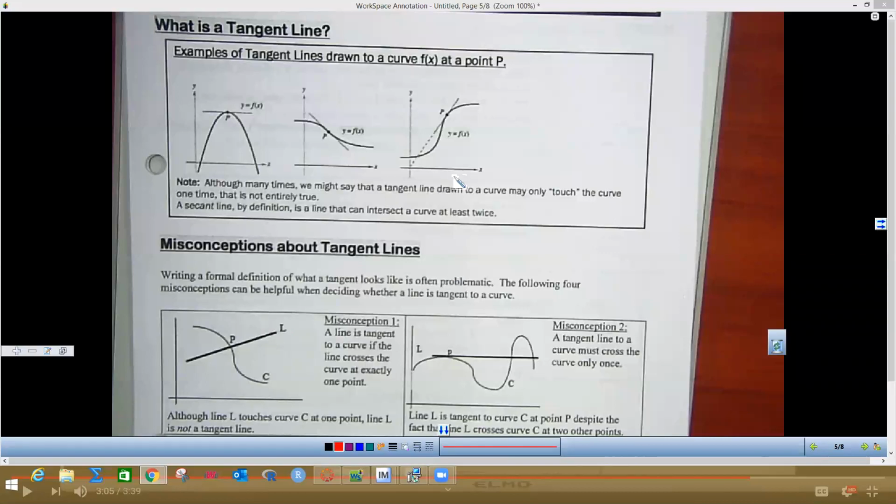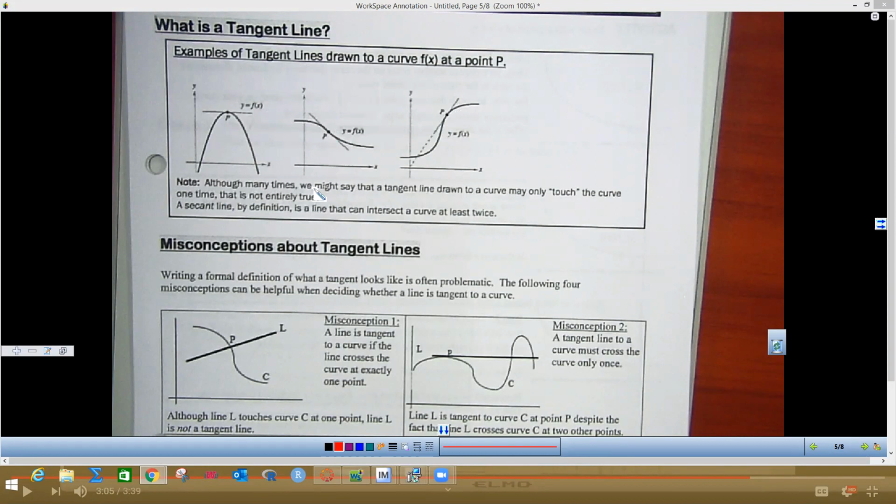Okay, so these are the notes on 2.1 to 2.3. So what is a tangent line? If you notice, tangent lines touch a curve at one point. All of these are tangent lines, even though it goes through the curve here, because the tangent line is a line that has the same slope as the curve.